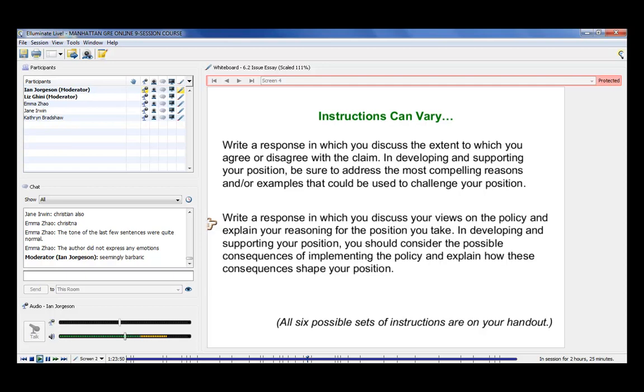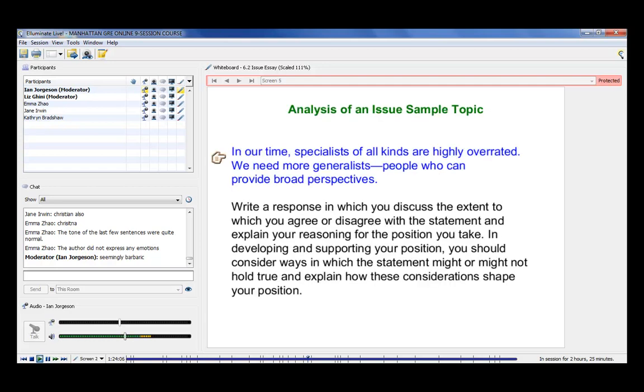So just follow the instructions really carefully, and as long as you do that and write halfway decent, you'll get a pretty good score. Questions at all? So let's see an example and let's practice a little bit. In our time, here's the prompt.